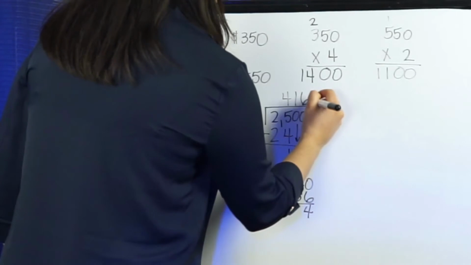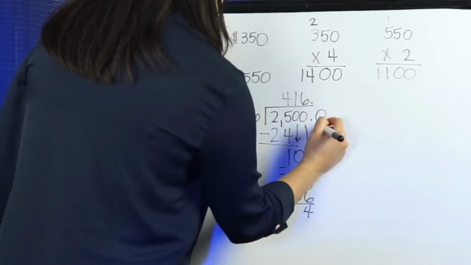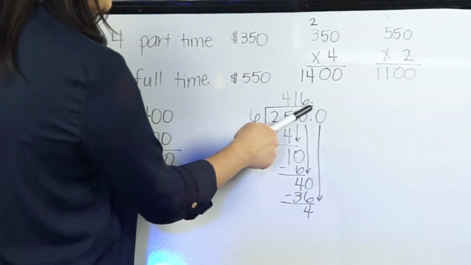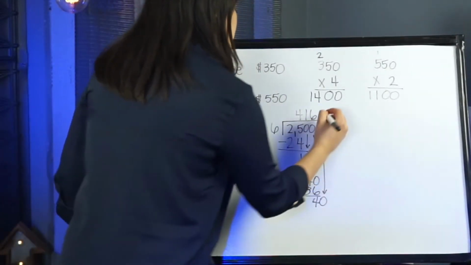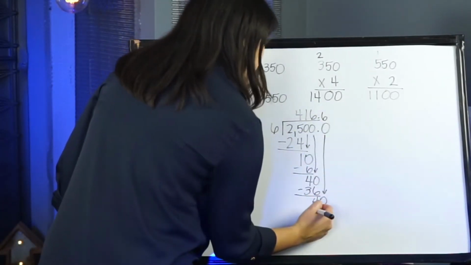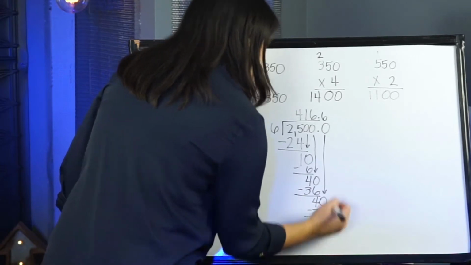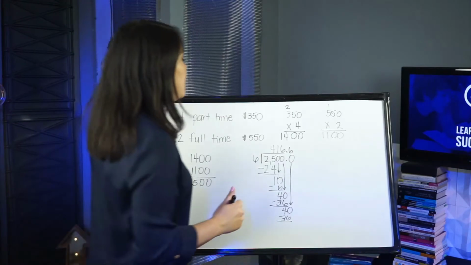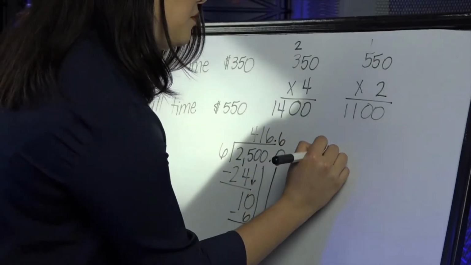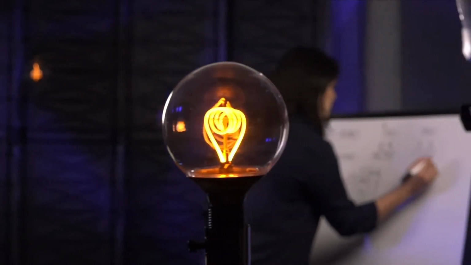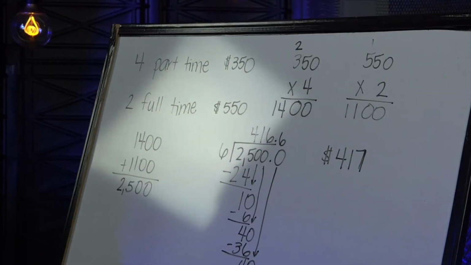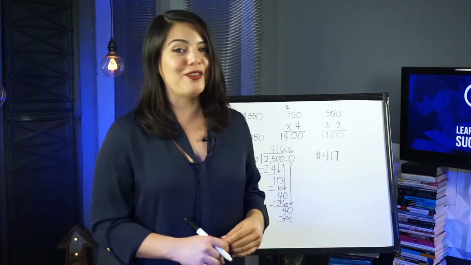We can add a decimal, add another 0. If we added a decimal in the bottom, we must also add a decimal to the top. 6 goes into 40, 6 times again. And if we continue this problem, we'll find that the 6 is repeating, so we can stop here. We can conclude that the average pay for the employees at the shop is $417 per week. Let's go ahead and take a look at another problem.